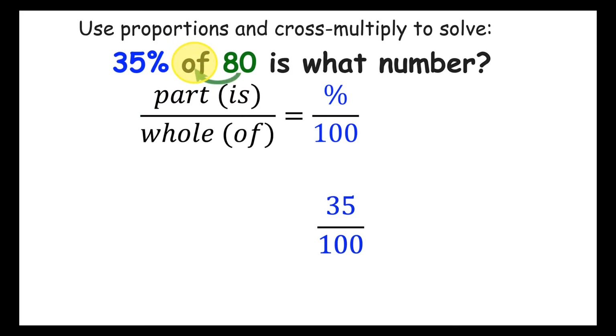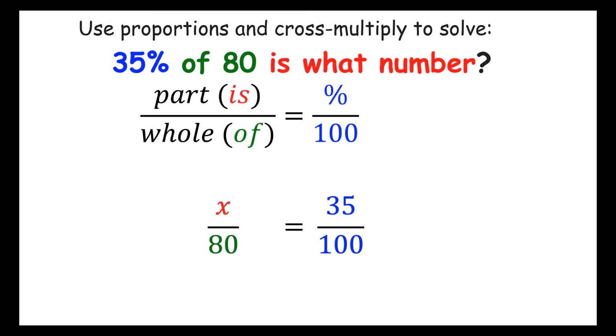80 is next to the word of and next to the word is. But if we associate 80 with the word is, we have nothing left to apply to the word of. So looking at 35% of 80 is what number, we realize that we must make the following associations. Associate 80 with of, the whole, and associate what number with is, the part.